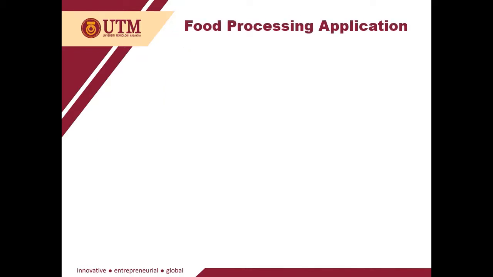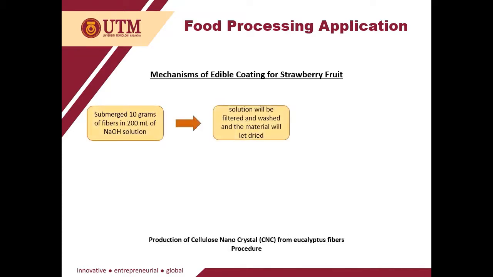The materials used in this process were gelatin for the biopolymer, eucalyptus fiber for cellulose nanocrystal, and glycerol for plasticizer. For the production of cellulose nanocrystal from eucalyptus fiber, the procedure is as shown in this diagram. Submerge 10 grams of fibers in 200 ml of NaOH solution for 4 hours at 60 degrees Celsius. When a pH of 7.0 is reached, the solution will be filtered and washed and the material dried at 14 degrees Celsius.